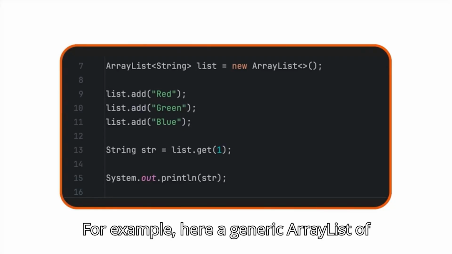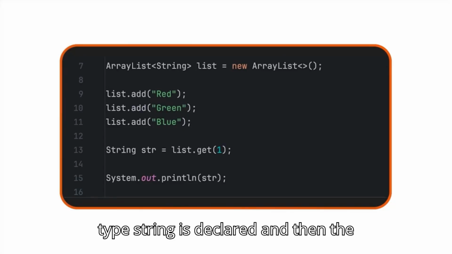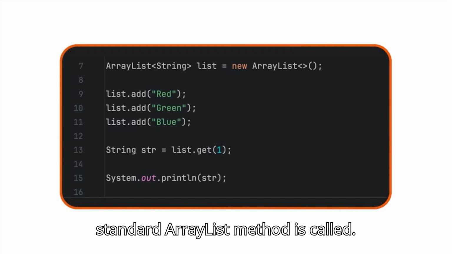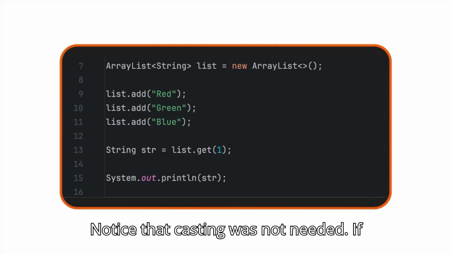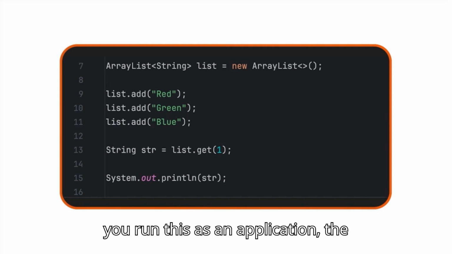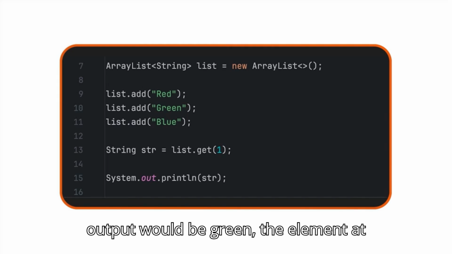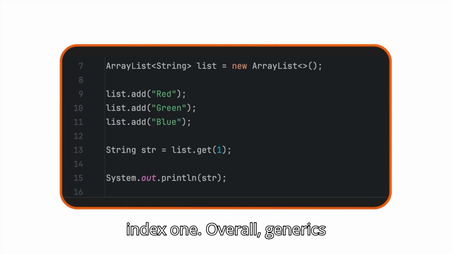This is because when it is created, you limit it with the open angle brackets string close angle bracket specifier. For example, here a generic ArrayList of type string is declared, and then the standard ArrayList method is called. Notice that casting was not needed. If you run this as an application, the output would be green, the element at index 1.